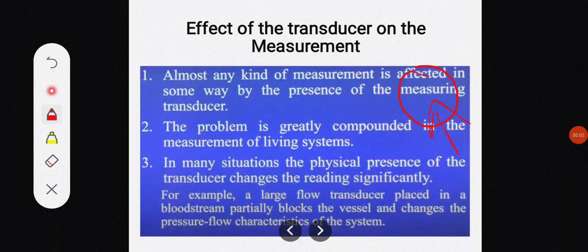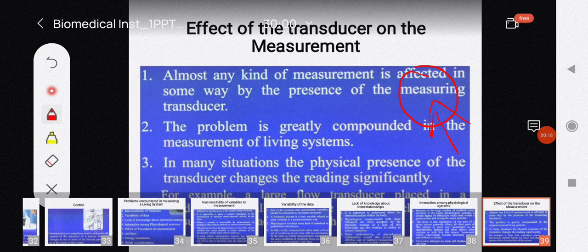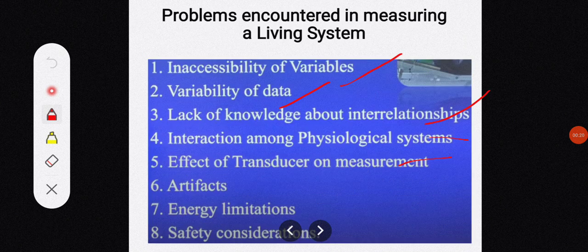Hello students, in this lecture I'll be discussing the remaining problems that one may encounter while measuring a physiological variable in a living system. So what are the remaining problems? I've already discussed problems like inaccessibility of variables, variability of data, lack of knowledge about interrelationships, interaction among physiological systems, and effect of transducer on measurement. So these 5 problems I've already discussed. The next problem that I'm going to discuss is artifacts.